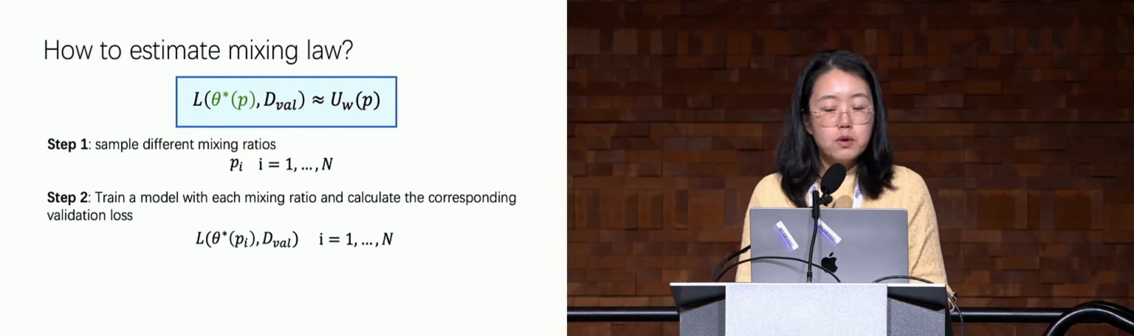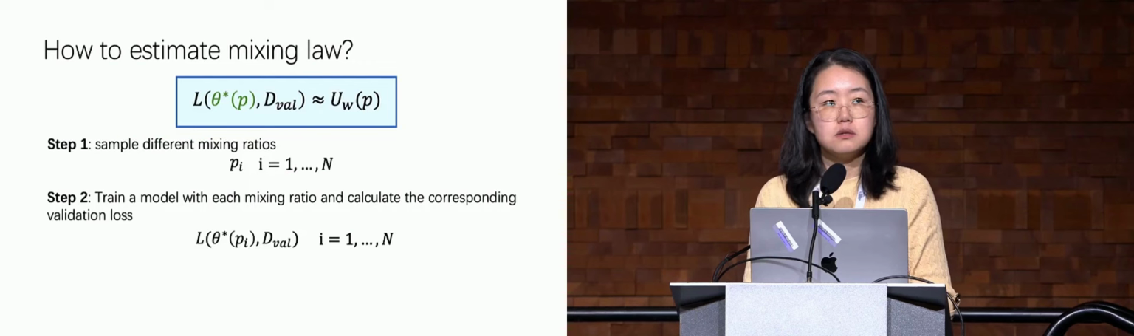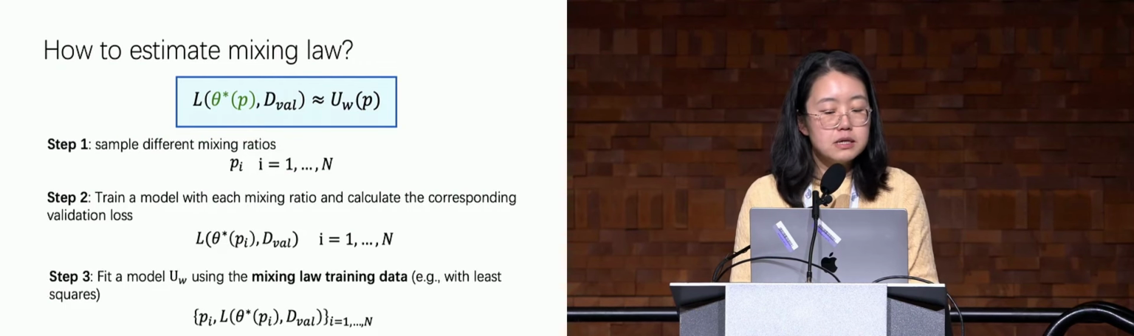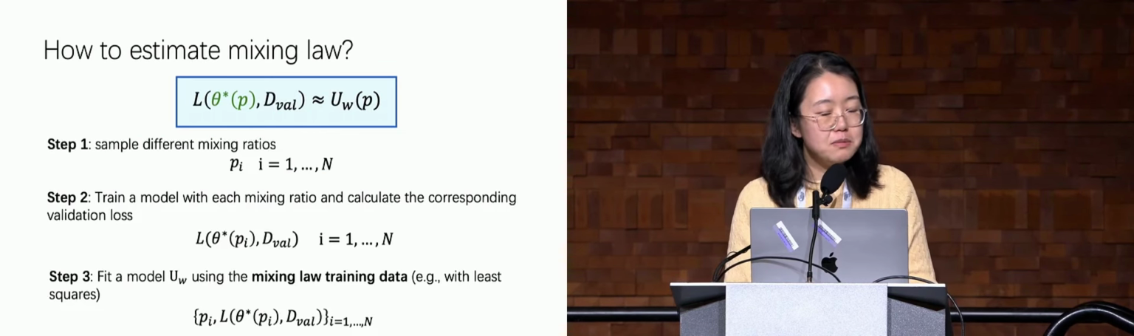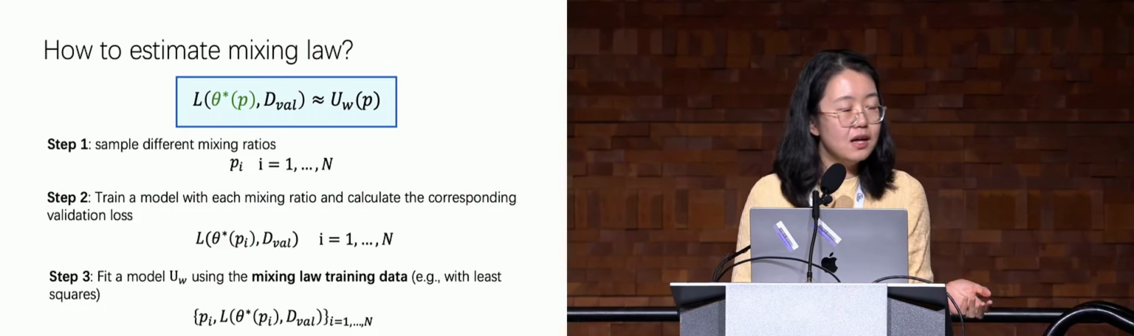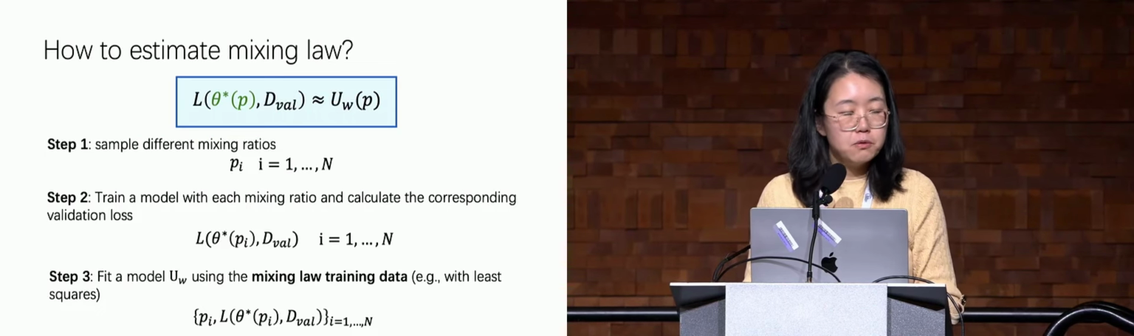Okay, so now the big question is, how can we estimate the mixing law? How can we estimate this parametric function that approximates the validation loss? Well, the idea is very simple. We are at NeurIPS. We know how to estimate some function. We collect some data, and then we fit some function according to the squared loss, for example.